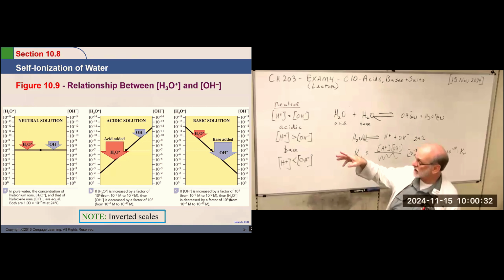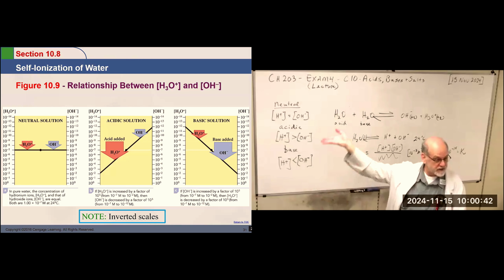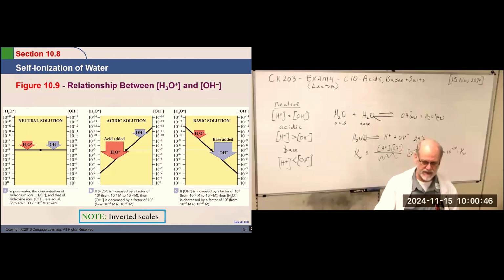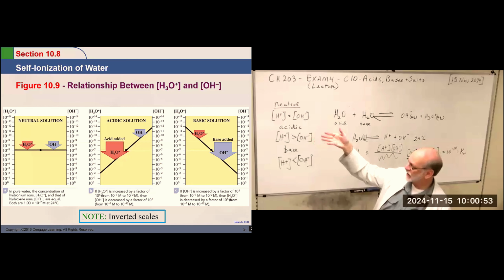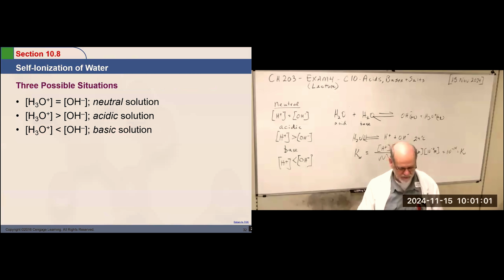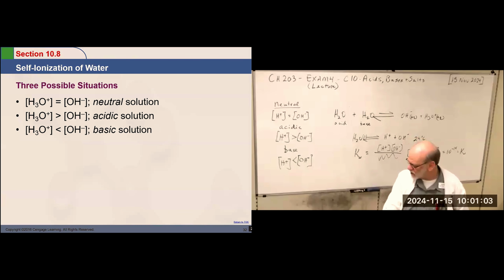The misleading part is that as you go up on the y-axis, concentrations get smaller, right? It goes 10 to the minus 1, minus 2, minus 3, minus 4. It's getting smaller as you go up. So it kind of messes with your mind if you don't pay attention. Because it looks like the hydrogen ions are lower than the hydroxyls in the acidic solution, but that's not the case. It's the other way around. Okay, so I put that on the board already.